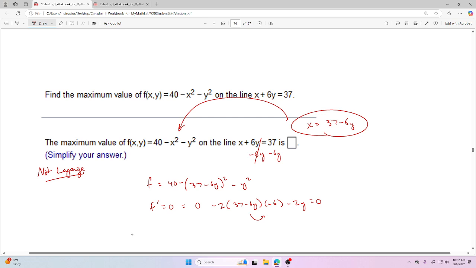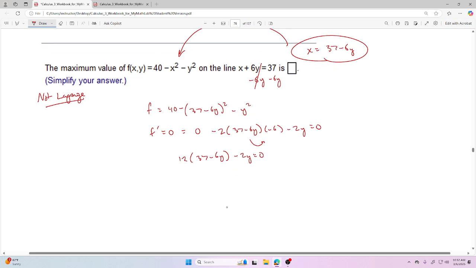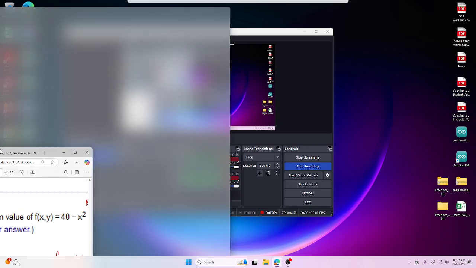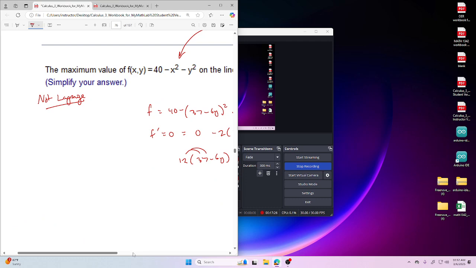So let's see. I got two negatives make a positive. So I got 12 times this stuff here, and then minus the 2y. It's still just linear. But I do need a calculator for some of this stuff.